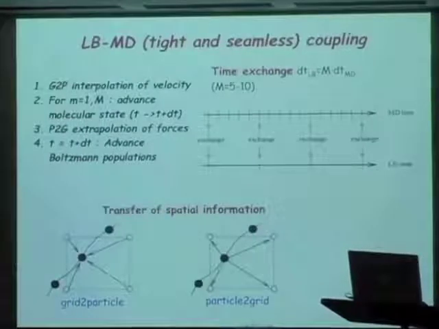Then, for a number of time steps, which is indicated here, we advance the molecular state. So tack, tack, tack, tack. Typically we use 5 to 10, but that's an option. And so this is the grid to particle. Boltzmann lives on the grid. You move the information to the particle. You advance the particle. And at some point you want to give some information back from the particle to the grid, which is particle to grid. We call it extrapolation. I'm not sure extrapolation is the right word.